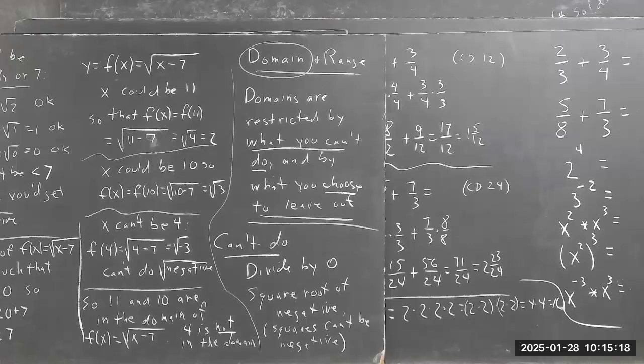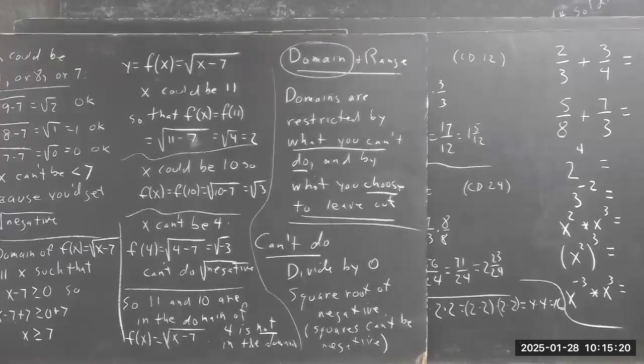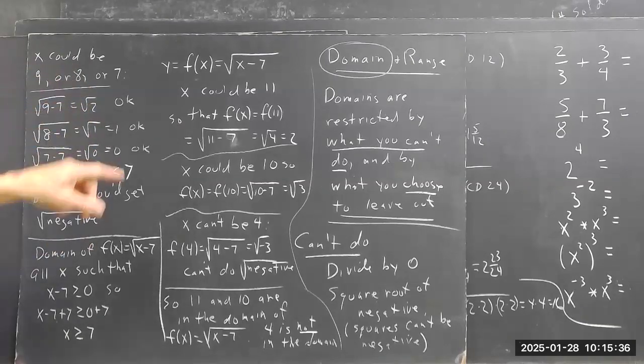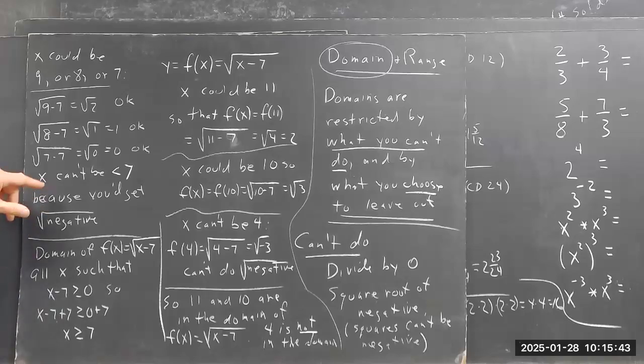Okay, and I just realized that the last bit of stuff that I wrote wasn't there, and that's pretty easy to understand. I just said x can't be 8, 9, or 7. Because the square root of 9 minus 7 is the square root of 2, the square root of 8 minus 7, and the square root of 7 minus 7 all give you numbers you can take the square root of. Again, 0 times 0 equals 0, so the square root of 0 is 0. What x can't be is less than 7, because then you get the square root of a negative.